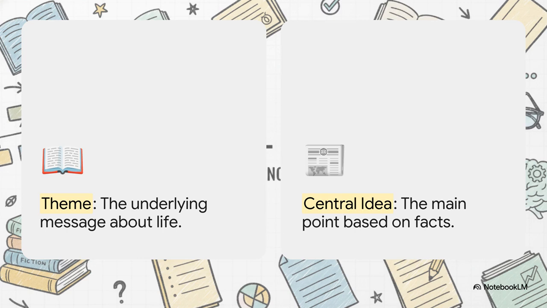Now, what's really interesting about this slide is how our reading world is basically split right down the middle. When we talk about fiction, we are always on the hunt for a theme. You know, that underlying message, lesson, or moral about life that the author hides within a made-up story. But when we flip over to nonfiction, we're looking for a central idea. That's the primary, factual point the author wants you to walk away knowing. They are two completely different tools for two completely different jobs, and knowing exactly which one to look for completely changes how you read a text.